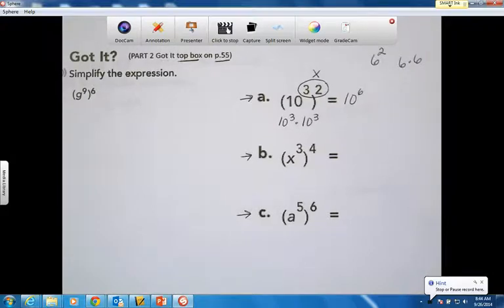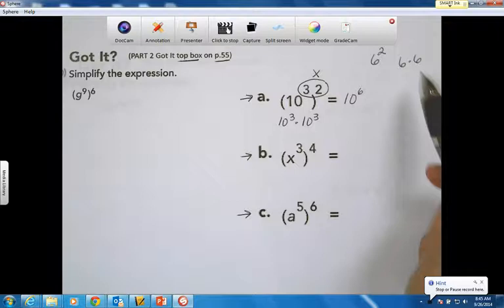What would that be, Gavin? Oh, I'm sorry. That's what I explained here. That you have 6 squared, so you have 2 of them. This is 10 to the 3rd to the 2nd power, so I have 2 of them, which would be 10 to the 6th.